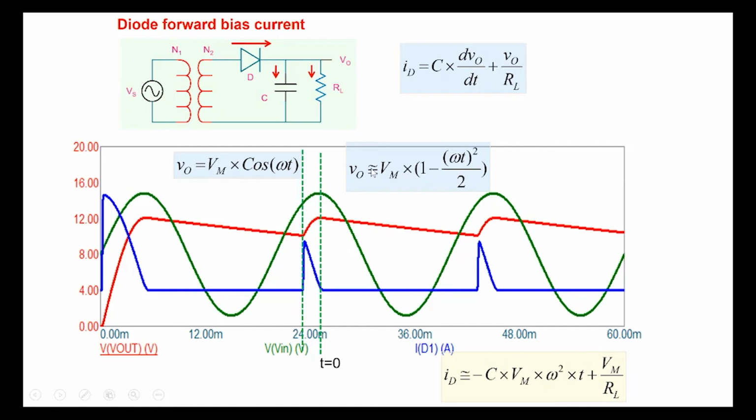Therefore, we can take this V0, plug it here, and the derivative is straightforward, and we get I_D equal to minus C Vm omega squared into t plus Vm by RL. Because V0 is very close to Vm, if the ripple is small, V0 is approximately equal to Vm, so Vm by RL here. So that's the diode current. Our interest is in finding out the peak diode current, and the average value of the diode current.